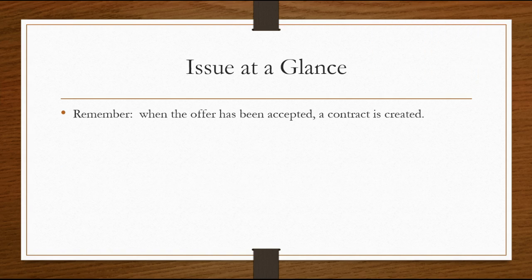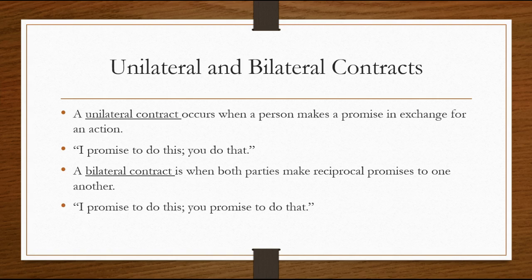Okay, so this one you can read on your own. This one is important. Let's talk about it. Okay, there's two major types of contracts, if you will. There's the unilateral contract, and this is the concept that I promise to do this and you do that. Okay? And a bilateral is I promise to do this and you promise to do that. So bilateral, we got two promises and we're hoping to see the action on both of them.